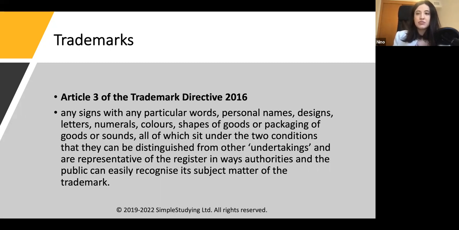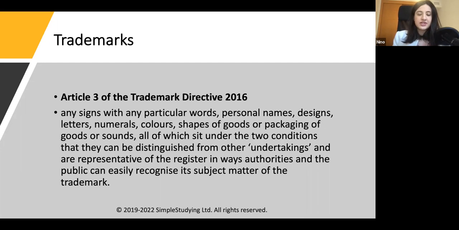letters. So most probably in a problem question, the first thing you would need to do is to define what is a sign, and then say which one of this list the subject matter that you are concerned with in the facts of the case should fall under. If it's a word, if it's a combination of words, then you can say that the subject matter of the trademark is a word which can be a sign under the Trademark Act.